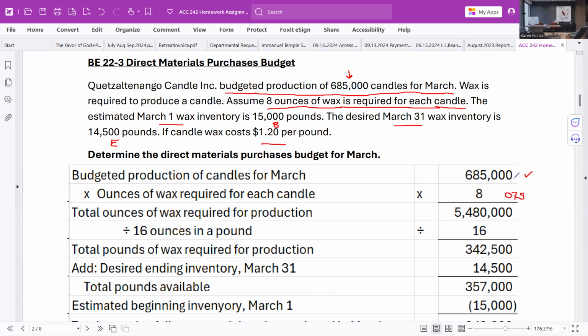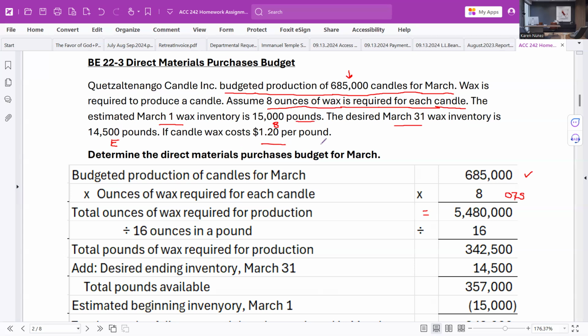So 685,000 candles times 8 ounces. These are the ounces that they need for production. They need 5,480,000 ounces of wax for production. But the thing is, in this exercise, the inventory is not in ounces, it's in pounds. And candle wax costs $1.20 per pound. They buy it in pounds.